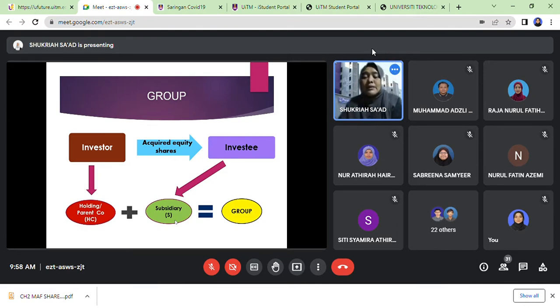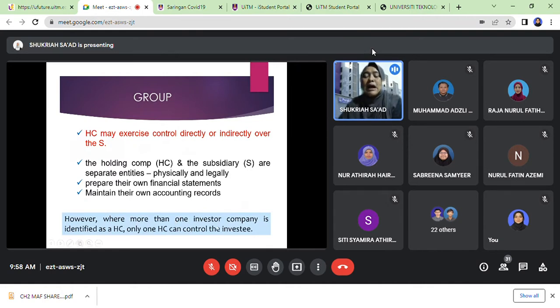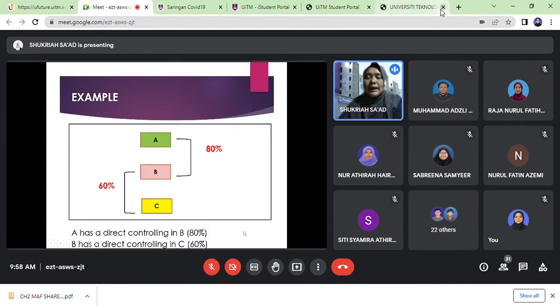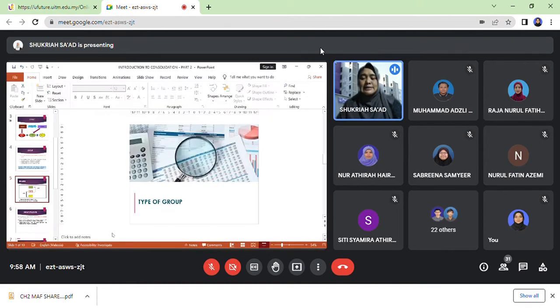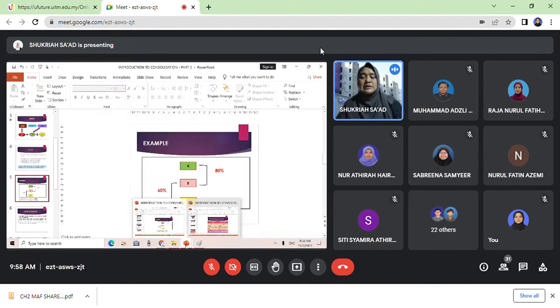Okay, indirect ni. Okay, so kata kalau ada dua mak, okay, hanya satu mak saja yang ada full autonomy kepada anak tersebut. Okay, satu saja yang boleh control investee. Okay, now kita nak focus on to understand the element of direct and indirect controlling. Okay, so based on this example, you can refer to the slide because I'm going to show you in detail. Yang ni ada direct saja because I want also to discuss with you all the indirect effect.